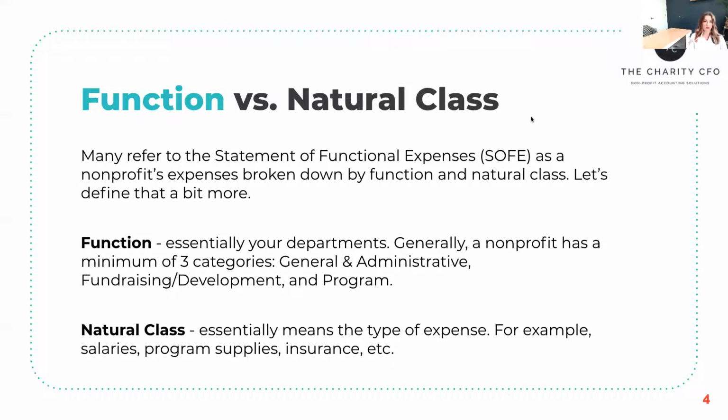We're going to talk a little bit more about, well, what if you have multiple components of programming? We'll talk about that here in a little bit. Natural class essentially means the type of expenses. So for example, salaries and benefits, program supplies, insurance. You might have multiple different accounts for property insurance, workers' comp insurance, general liability insurance, but really the way that functional expenses is summarized is going to be much broader terms. So we try to lump those types of expenses together to make it a little bit more concise. So that's kind of what function and natural class means.